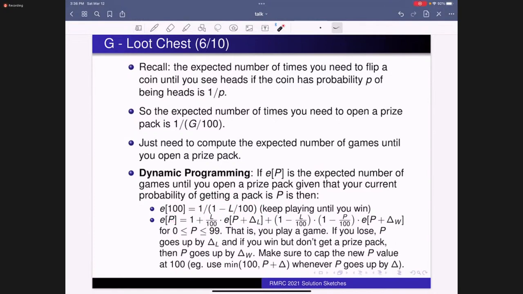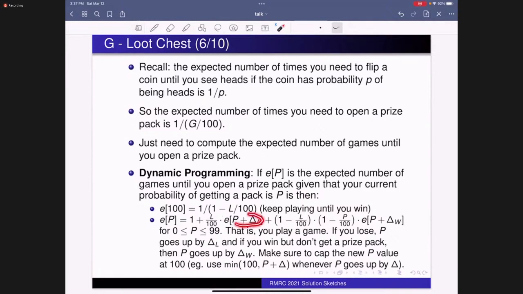Otherwise, if P is less than 100, we know that either a win or a loss will advance P up by one. So there, it does go to a subproblem. We can just write a direct recurrence for this. So the base case is this. The recurrence is given by this. I'll quickly talk through this. Maybe it'll be more useful when you review the video, but the way that I derived this recurrence was that if my probability is P, well, then I play a game. Again, this is the expected number of turns until you open a pack. Either I lose with this probability, in which case it goes up like this, or I win. And if I open a prize pack, great. I don't have to play any more games till the next prize pack, or I lose and I go up like this.